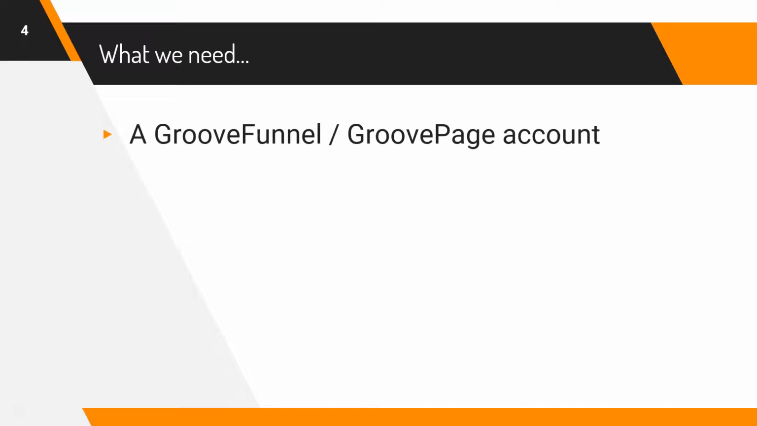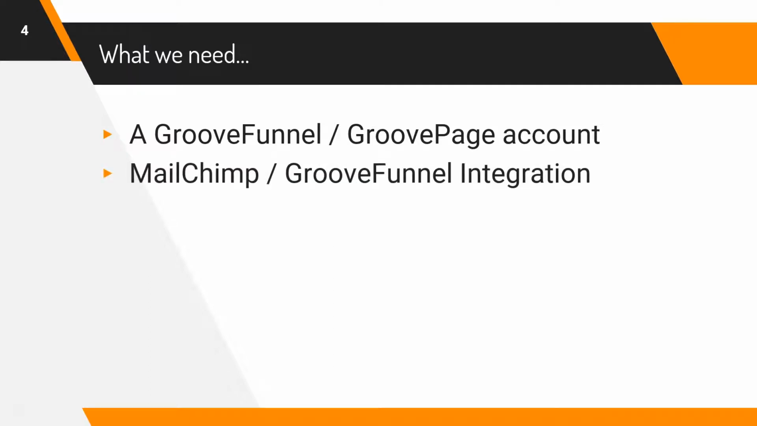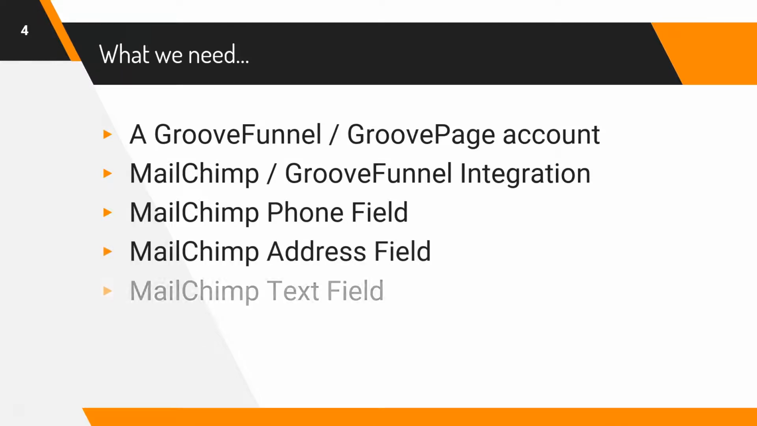What we need is a GrooveFunnel or a GroovePage account. If you don't have one, you can have one free for life, actually, with all the tools they currently have. The free version is available; you can look at the link in the description below. You also need the MailChimp and GrooveFunnel integration. If you need to know how to do that, I have another video for it, so I will not go through connecting the pieces together in this video. You need additional fields beyond just the email, first name and last name, so I created a phone field, an address field, and a text field.